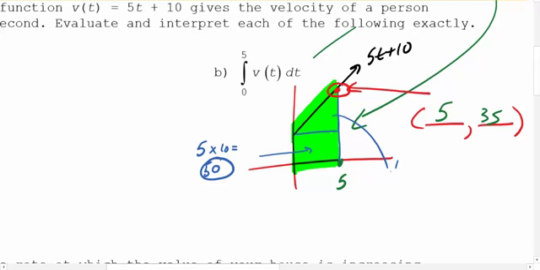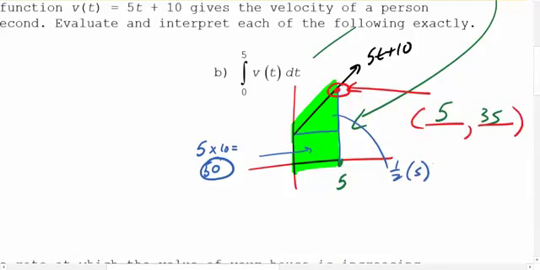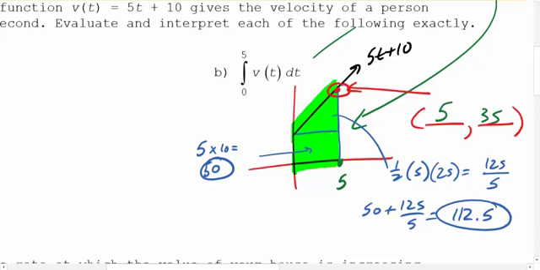It's 1/2 what? 5 times what? 25, right? So what's that going to be? 112.5? Yeah. 5 times 20? Yeah, it's 100 over 5. So what's the total area going to be? 50 plus what? 125.5. So what is it? 112.5? Like that? Yeah. So what does that mean?